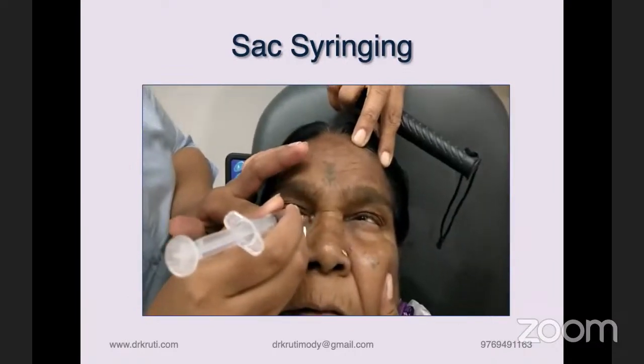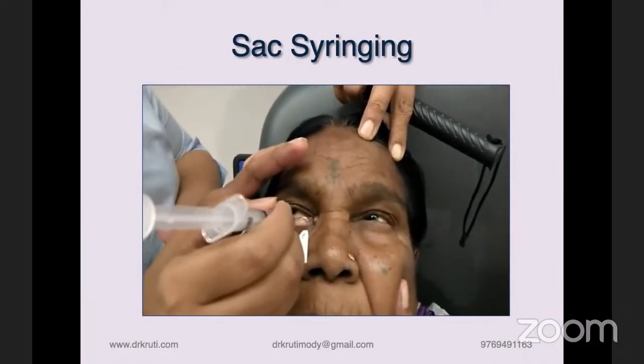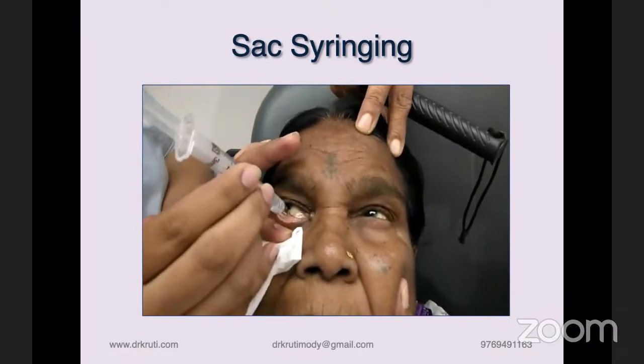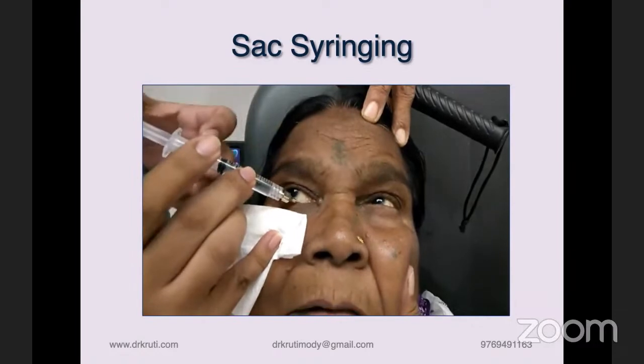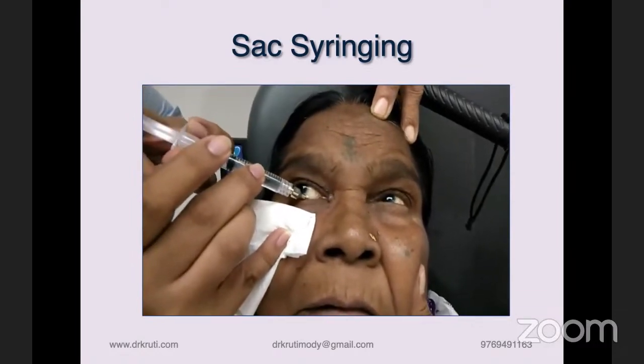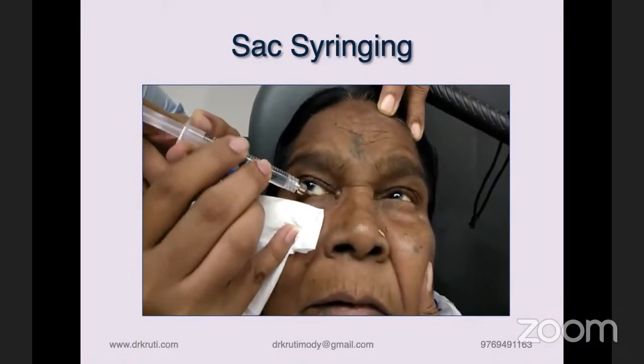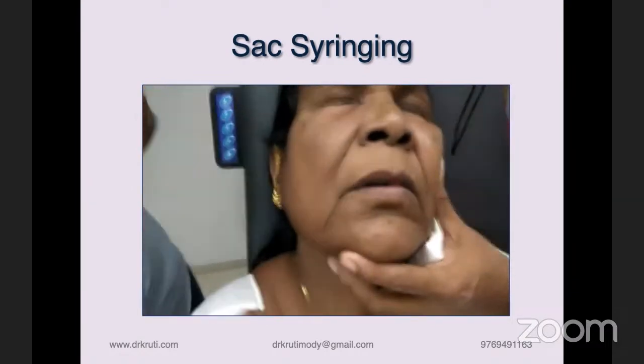A short video of syringing. The thing that I want to point out: enter through the puncta, rotate it. Once you are through the vertical part, rotate it. Make your canaliculus horizontal. Let it go beyond the common canalicular area. Don't just push when you have barely entered the vertical part. Go deep, go beyond the common canaliculus, and then you push fluid.